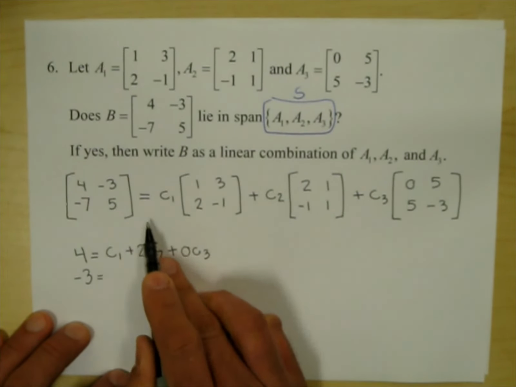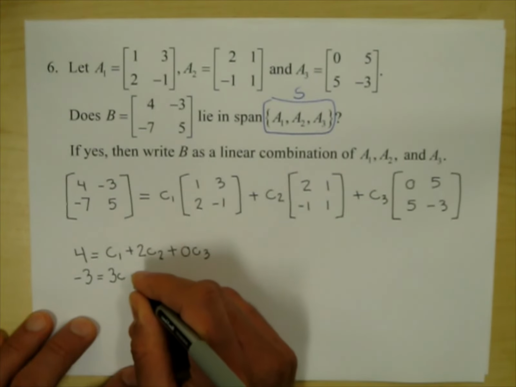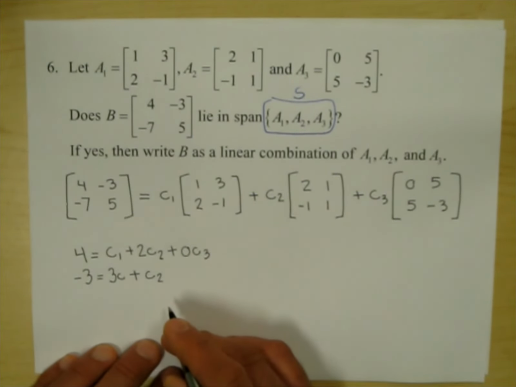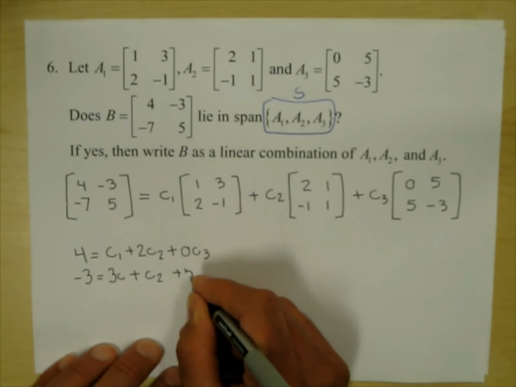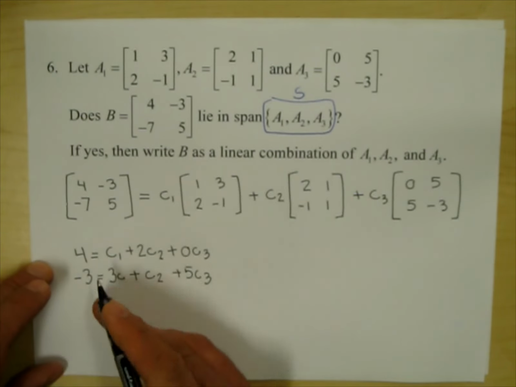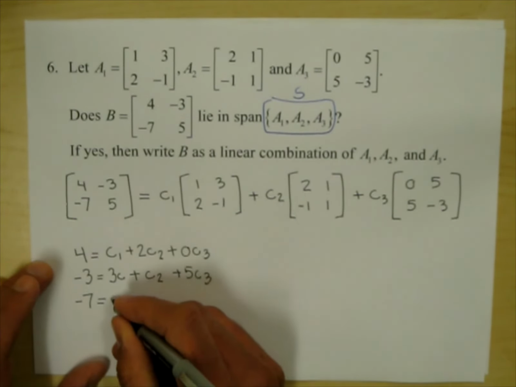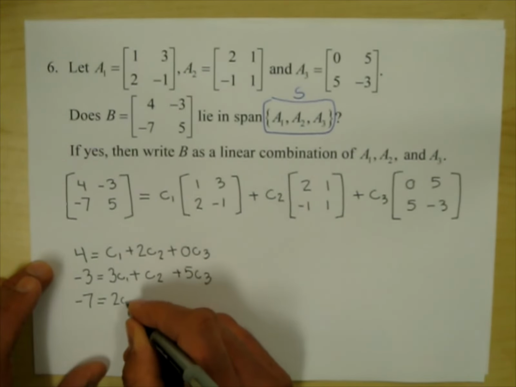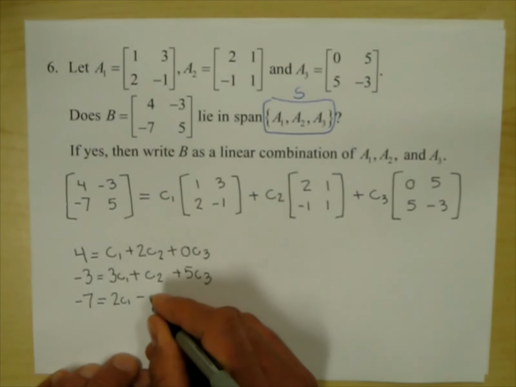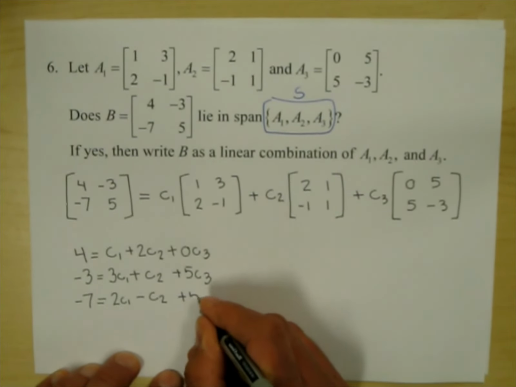Now the top right entry would be -3 equals 3C1 plus C2 plus 5C3. Okay, bottom left, -7 equals 2C1. I corrected that one there. Minus C2 plus 5C3.